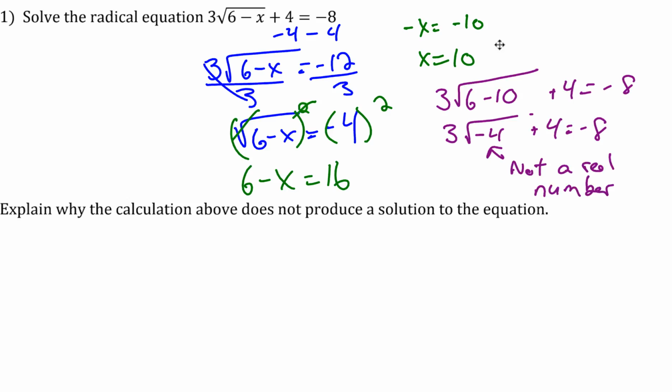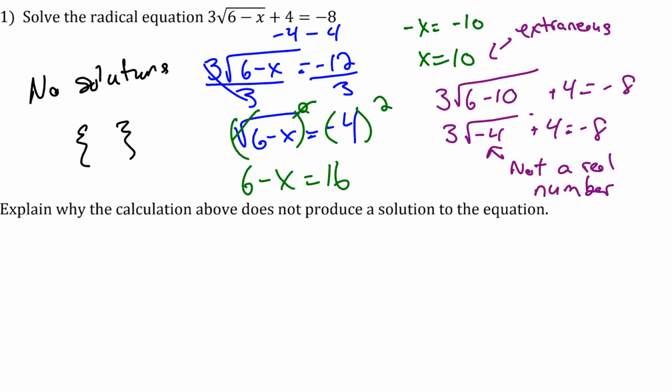So x equals 10 is extraneous. So we have no solutions, or we could represent that by just an empty set. Explain why the calculation above does not produce a solution.